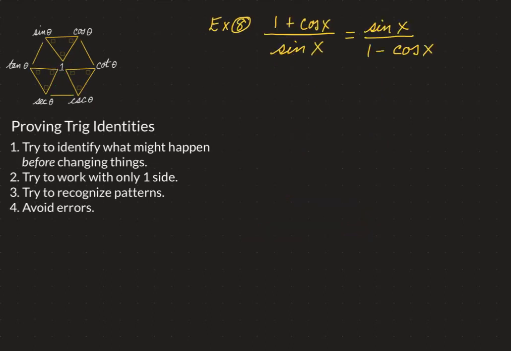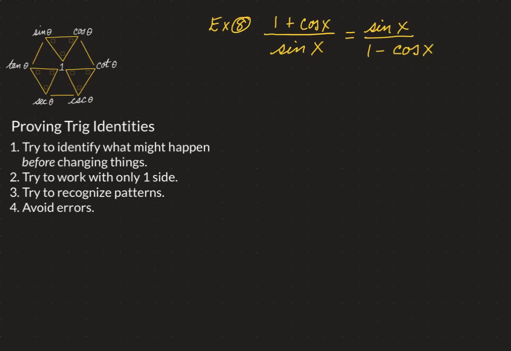Example 8 shows you why you should think a little bit before you just jump right in and try to do something. So I'm looking at this identity. I have a ratio on the left and a ratio on the right. I'm looking around my hexagon here. I'm looking through my identities. I don't see anything with just 1 plus cosine of theta or just 1 minus cosine of theta. I see things with cosine squared of theta and 1. And I see some sine squared things. So let's look at this a different way.